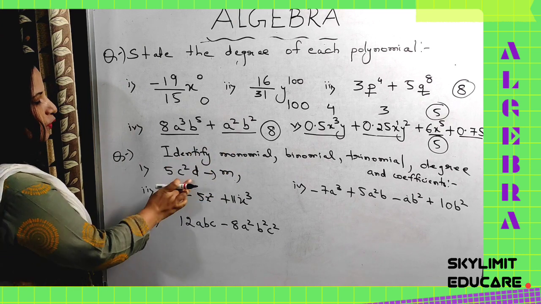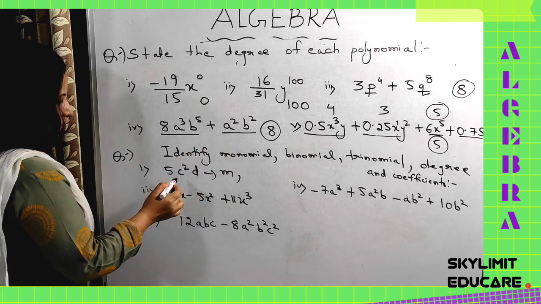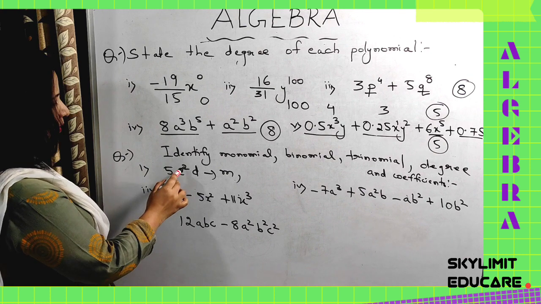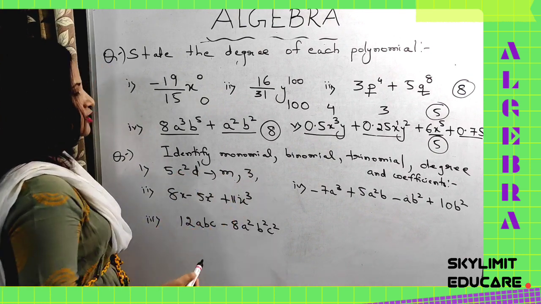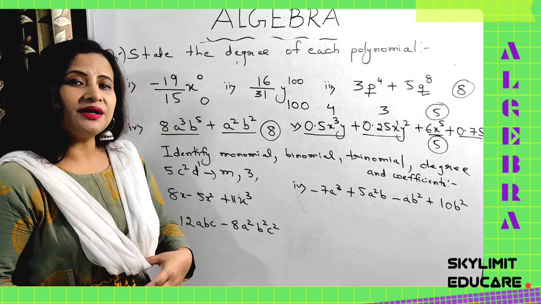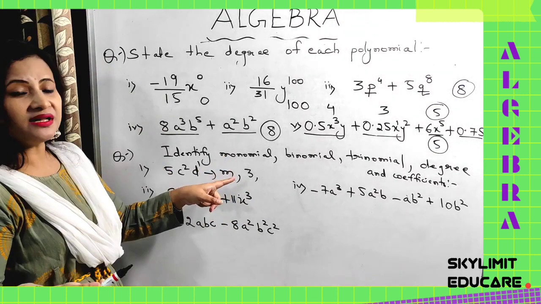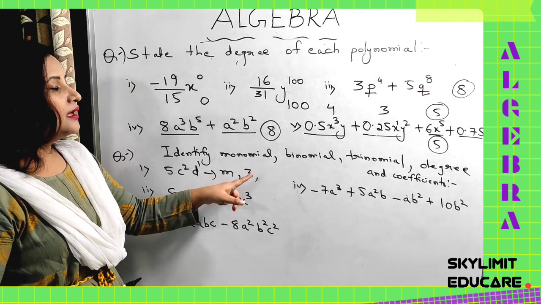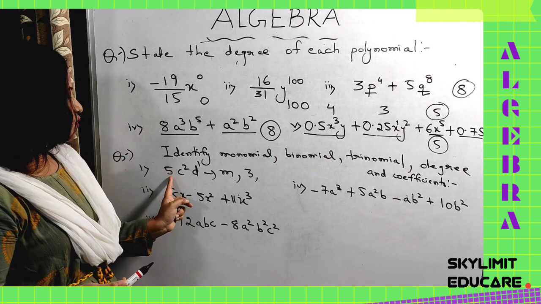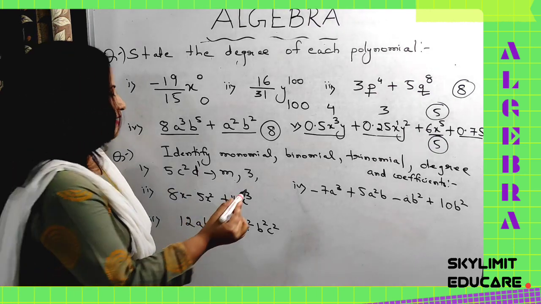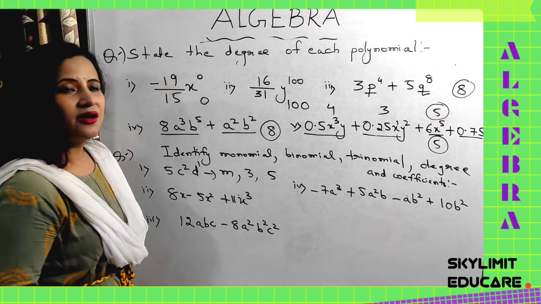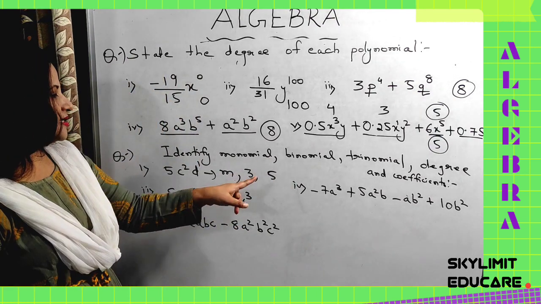Now just see, it's a monomial. There are two variables. c has the power 2 and d has the power 1. 2 plus 1 is how much? 3. So what is the degree of the polynomial? It's 3. It's a monomial, its degree is 3, and what is the coefficient? The numerical coefficient is 5. Okay, in this manner I am writing serially, okay?